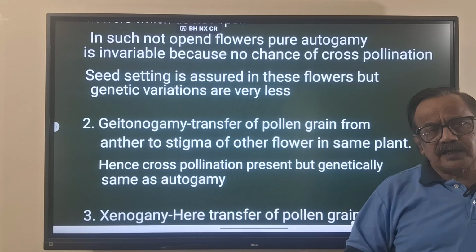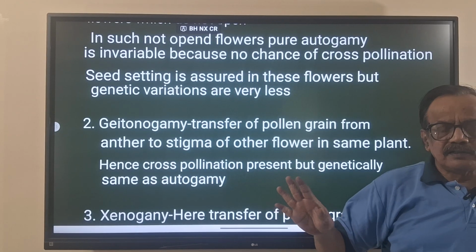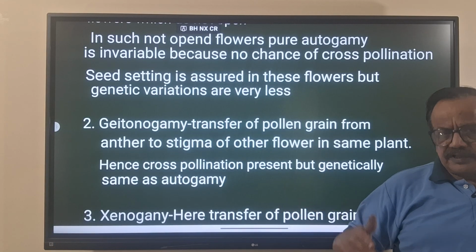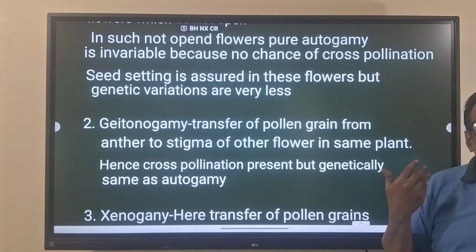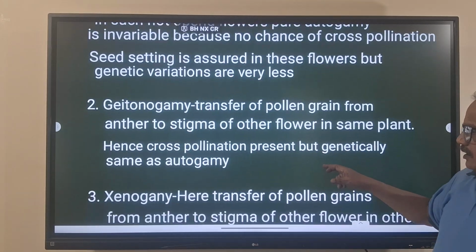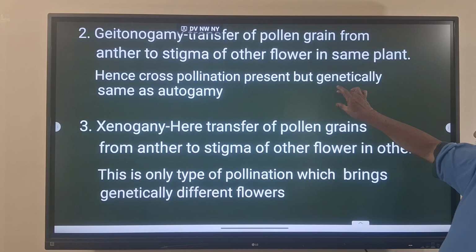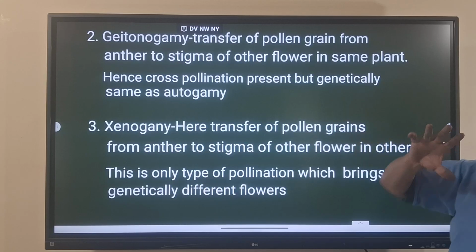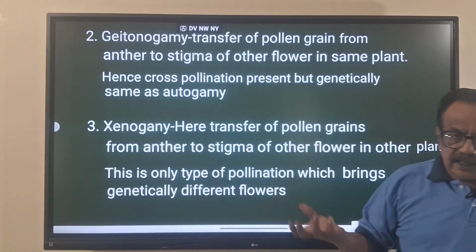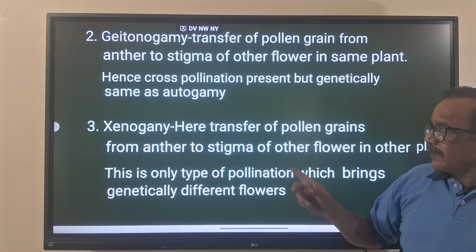A pollinator came and cross pollination was taken, but it does not give genetic variation. The genetic material is the same, so it is equal to autogamy only. Next, here up to now we are seeing pollination without opening the flower. Cleistogamous flowers do autogamy. Next, Geitonogamy: the pollen reaches onto the same plant, but cross pollination has taken place.